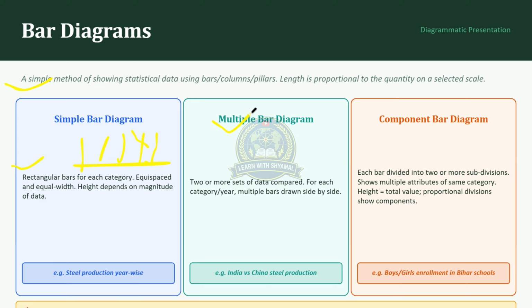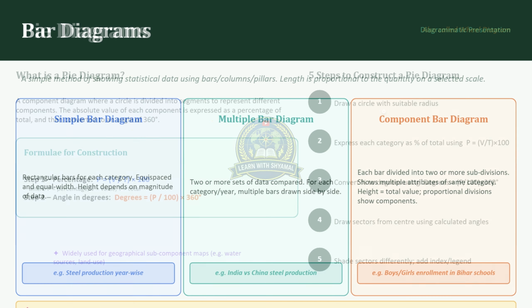Multiple bar diagram, two or more sets of data compared for each category per year, multiple bars drawn side by side. For example, India versus China steel production. Then component bar diagram, each bar divided into two or more subdivisions showing multiple attributes of the same category. Height is equal to total value. Proportional divisions show components, for example, boys and girls enrollment in Bihar schools.